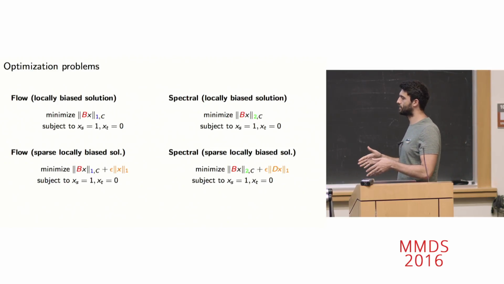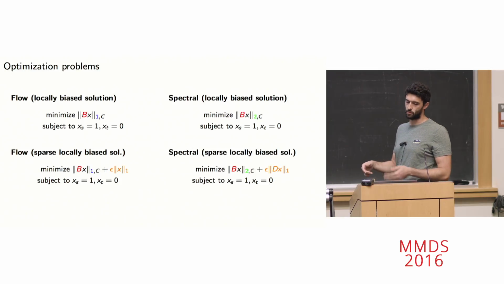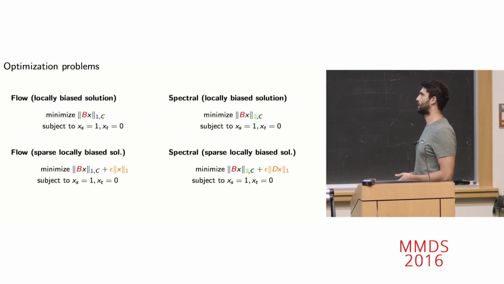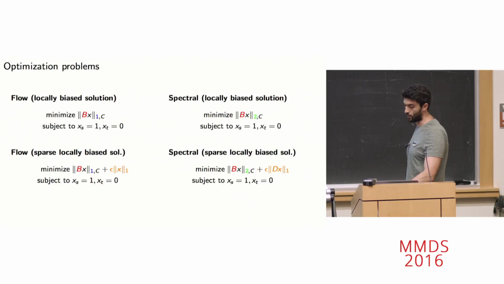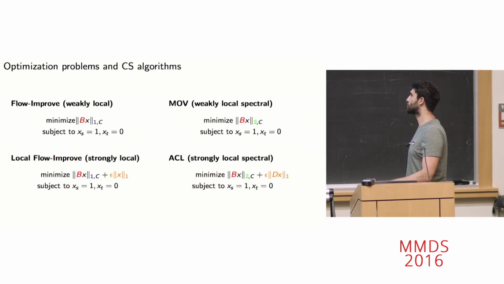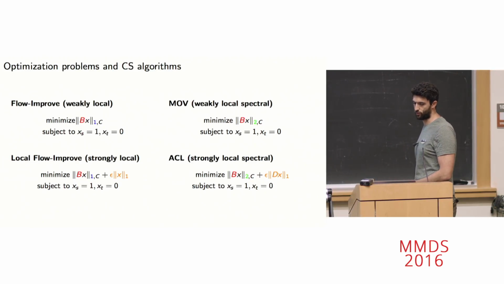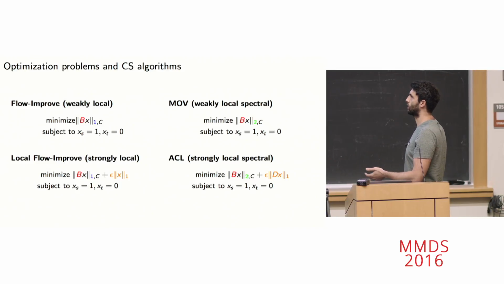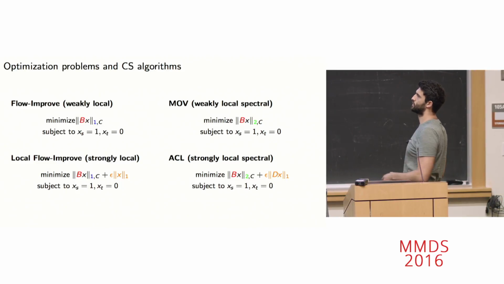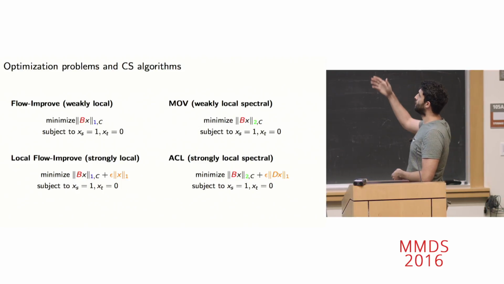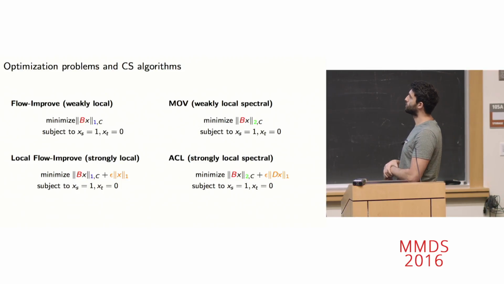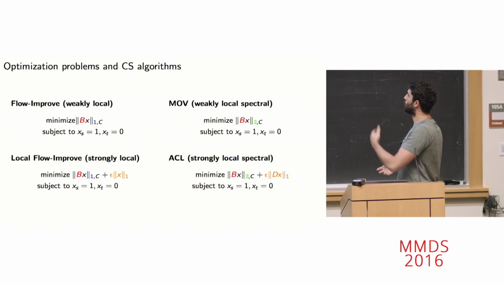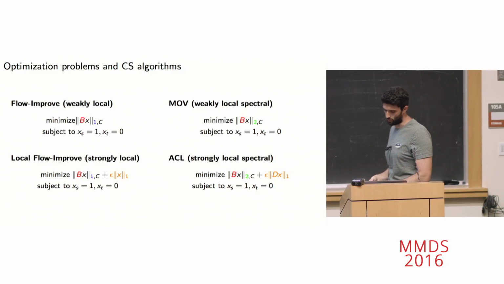The problem here is that, yes, the solution is sparse, but the intermediate steps of the algorithm might not be sparse. So are there algorithms that guarantee that the intermediate solutions are sparse as well, so the running time depends only on the sparsity of the output solution? Well, as I said before, yes, there are a few. So for example, flow improve is weakly local, and local flow improve is strongly local. So local flow improve essentially solves this L1 regularized L1 problem, and strongly local spectral, which is the diffusion process, solves this L1, L2 problem.